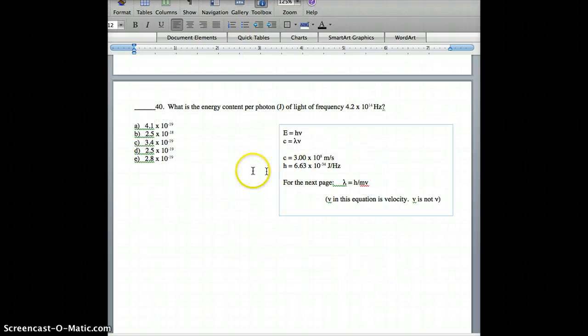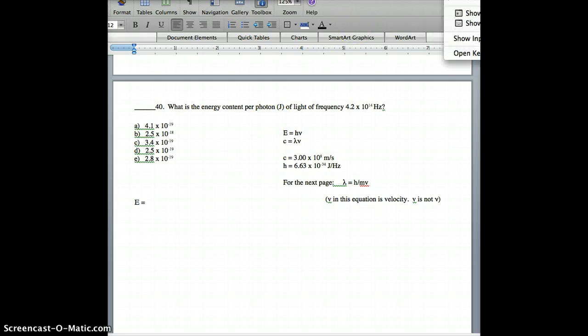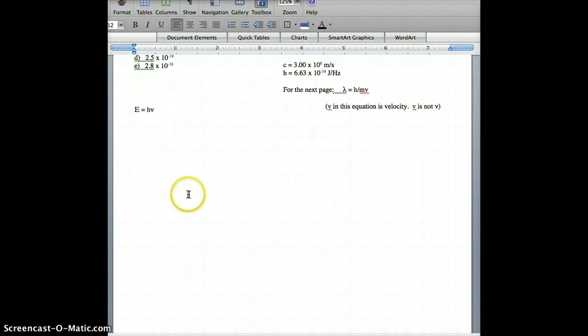And number 40, you're looking for energy again, so you're going to use this equation. E equals h nu. We know h is 6.63 times 10 to the negative 34th joules per hertz. We know the frequency is 4.2 times 10 to the 14th hertz. Also, once again, the units conveniently work out. And if I recall, I believe the answer is E again. But you can work that out and double check.